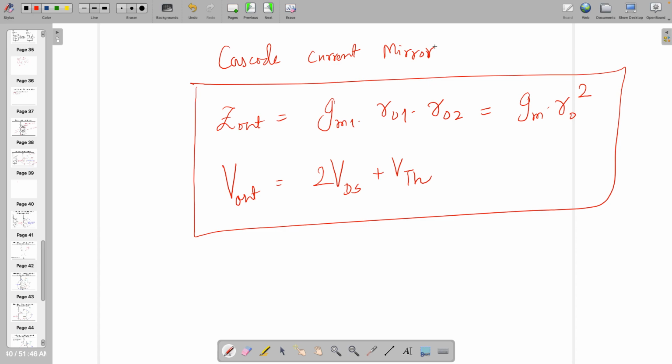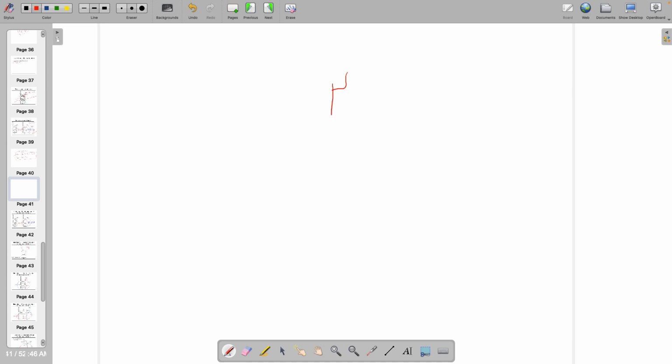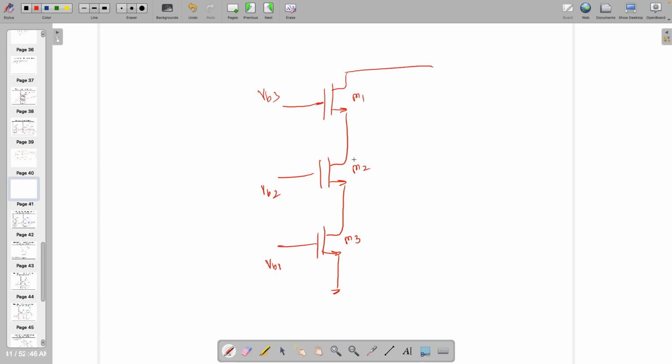But if I want to make Z out higher and higher, I can do this also, right? Nobody can stop me. Now I'm writing these values only, VB1, VB2. You know how it's getting created, right? So if this is M1, M2, M3, I can do this one, right? To achieve higher impedance. So what is Z out? R naught 3 into GM2 into R naught 2 into GM1 into R naught.